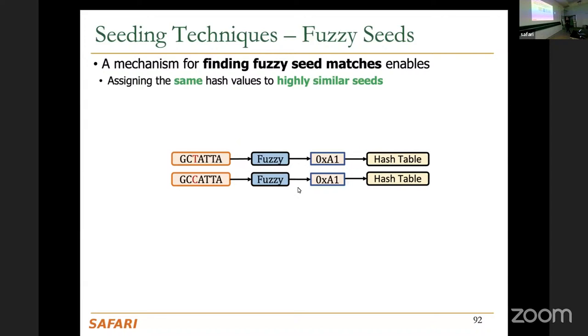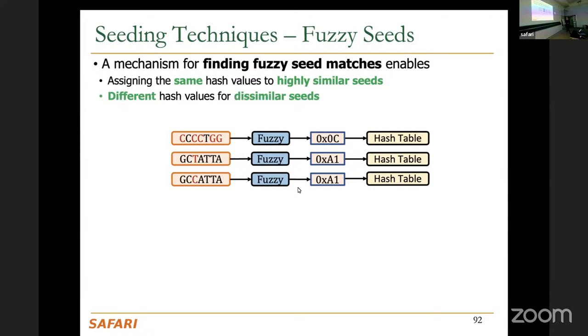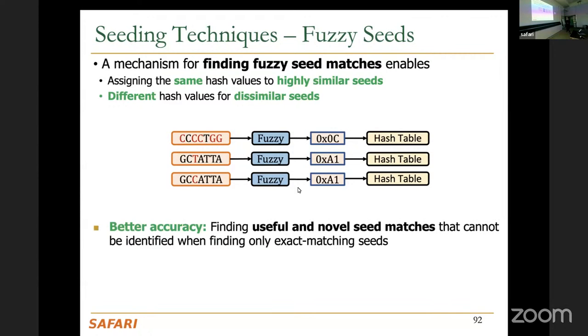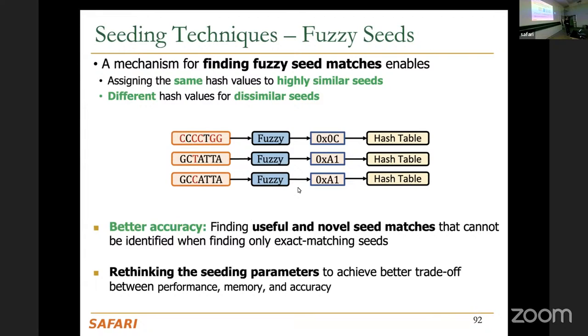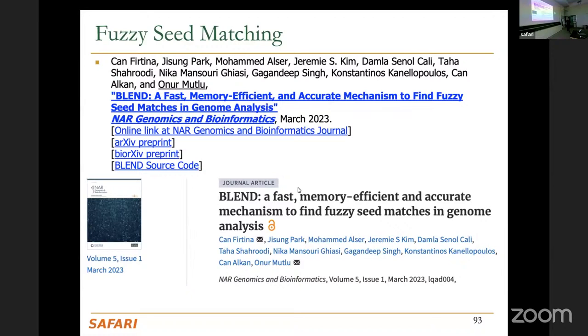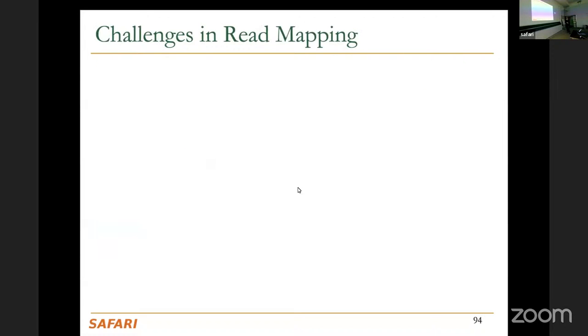And there are mechanisms that enable you to generate the same hash value even though these k-mers are not exactly matching, but rather they are highly similar. This can be useful for downstream analysis as well, while they ensure that they will still generate a different hash value if these subsequences are largely different from each other. It's really useful for finding some novel regions in the genome that you cannot find with regular hashing techniques. And there is a paper behind it. If you are curious, you can take a look at it.